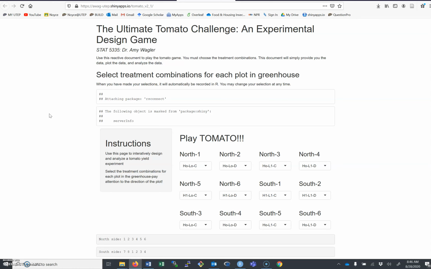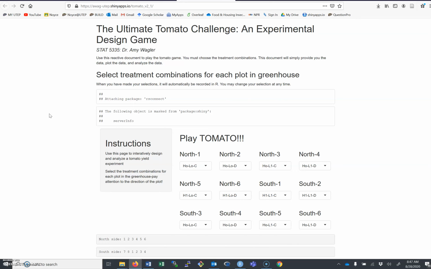I devised this game a few years ago to help students experience designing an experiment in some way. The main reason behind this was I remember when I took experimental design, I learned about all these different designs, but I had the lingering question: if I were presented with a research question, how do I know which design to employ? How do I know which one to choose? And how do I go through that process?